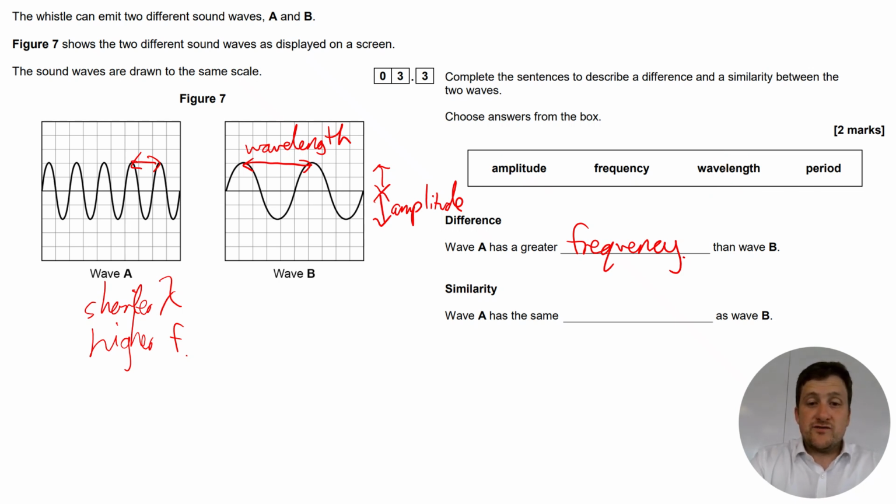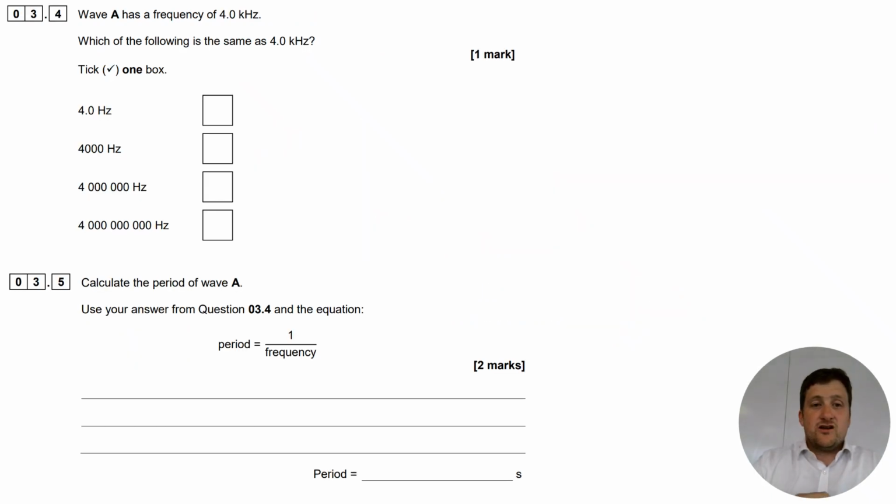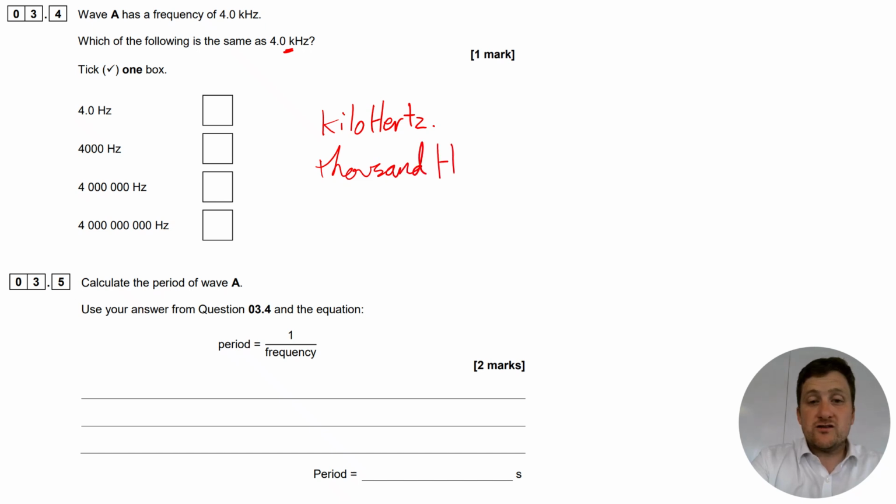And then wave A has the same. Well, we've looked at that. We've said it has the same amplitude, so it has to be amplitude because we've already looked at it as part of looking through the figure beforehand. Now, which of the following is the same as 4.0 kilohertz? Now look at that K. That K, or kilohertz, means 1,000 hertz. Kilo literally means 1,000. So therefore, what is 4,000 hertz? Well, that's 4,000 hertz. And you have to know the K means 1,000.